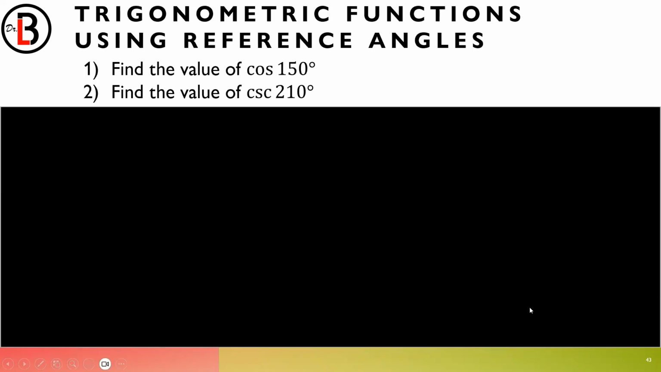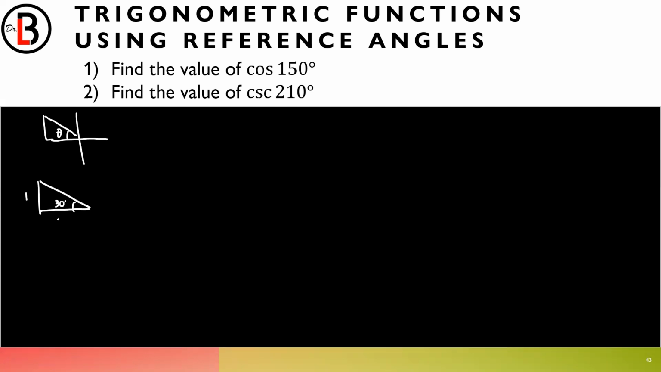Next, now using reference angles, find the value of cosine of 150. So guys, 150, you know that 150 is a quadrant number 2 angle. But then what angle in quadrant number 2 is that? That is 30 degrees in quadrant number 2. Isn't it that 30 degrees in quadrant number 2?